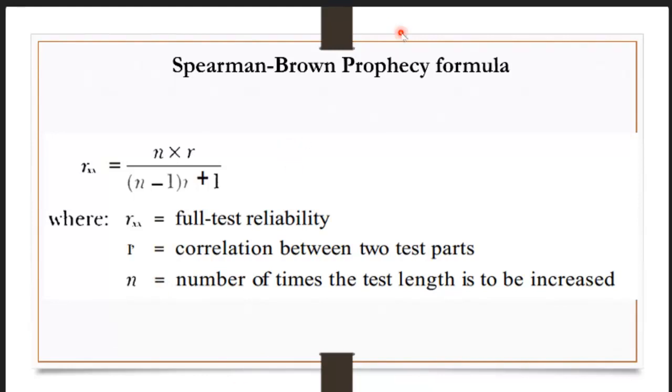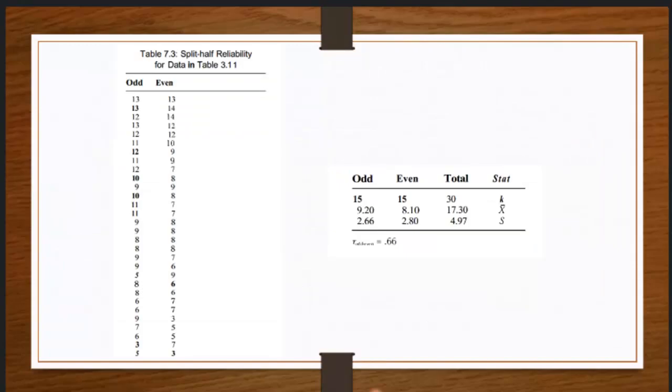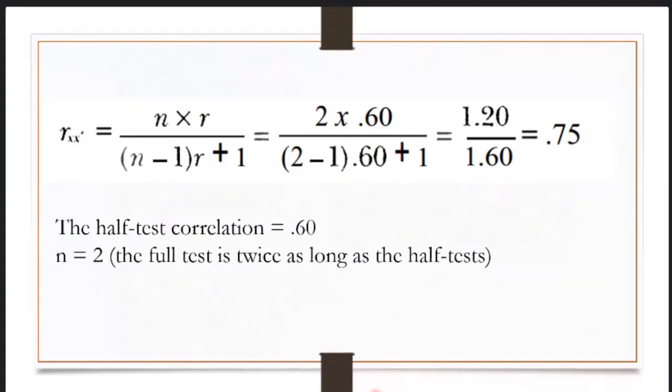Yeah, so here you can see how to use the formula. You can see here the half test correlation is 0.6, 0.6, and here is 2. It means that the full test is twice as long as the half test. And put the number into the formula, and we can calculate the reliability. And with 0.75, it is considered okay, right?